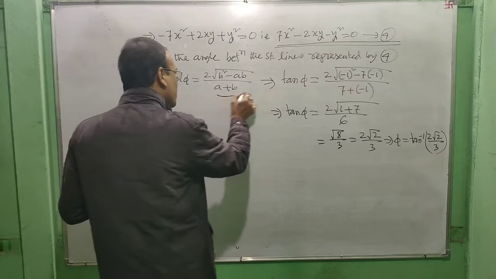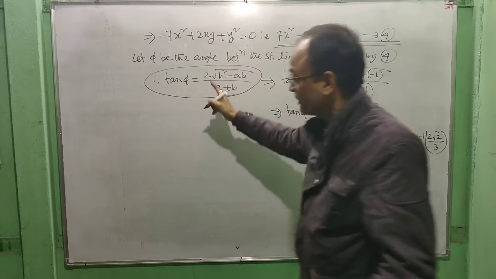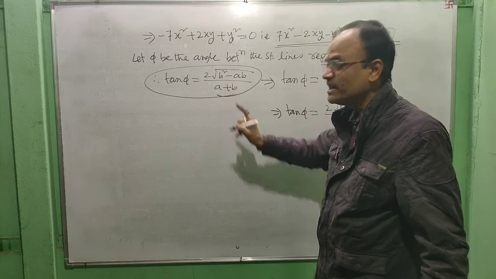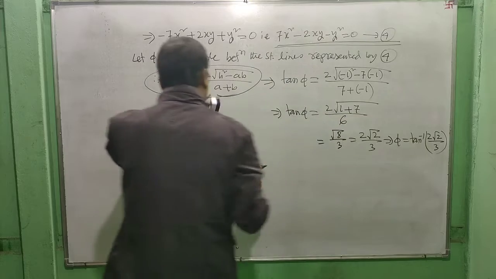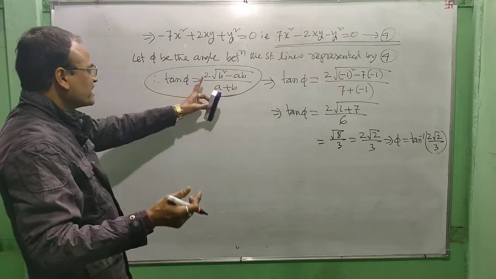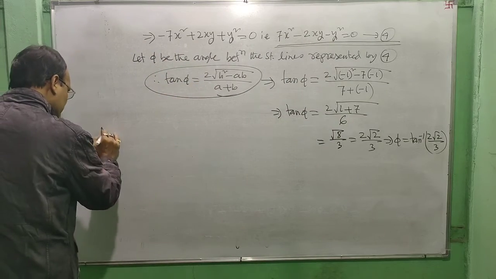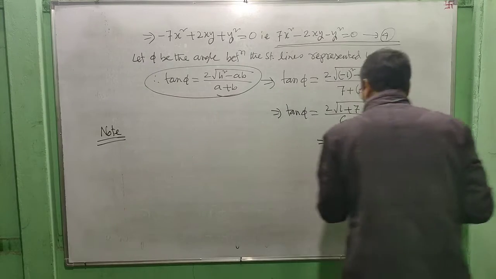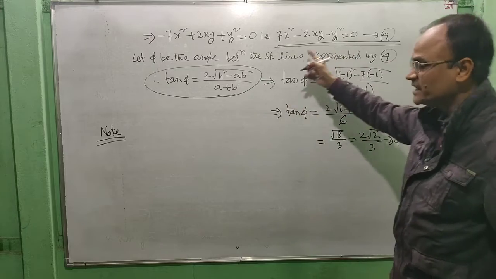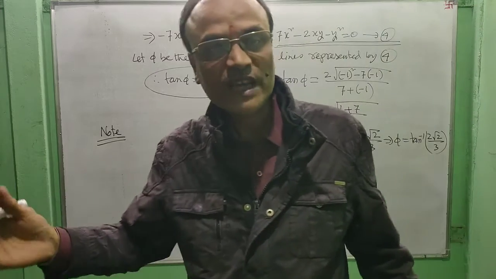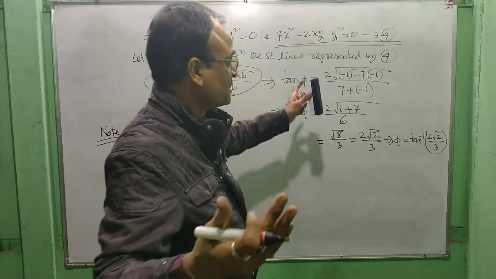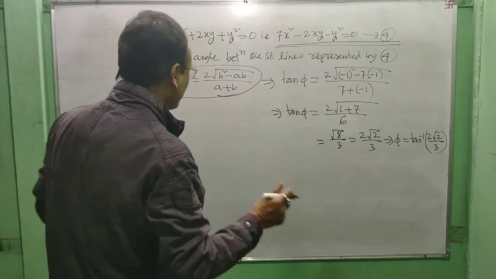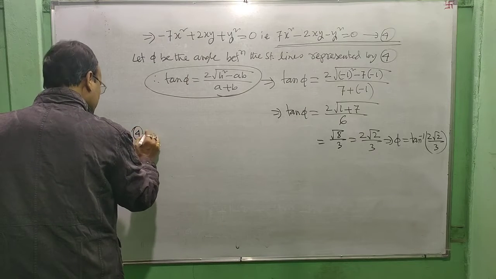You will have to remember this formula: tan phi equal to 2 times root over h square minus ab divided by a plus b. Remember this formula. Suppose you have forgotten this formula, then in an alternative way, we shall find the angle between the straight lines represented by 4.